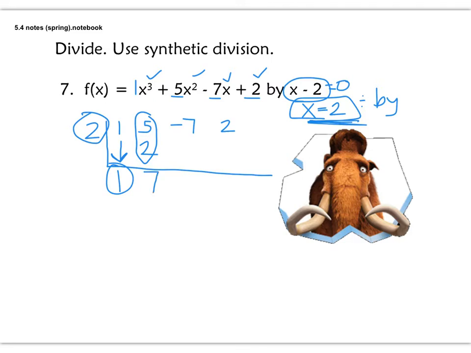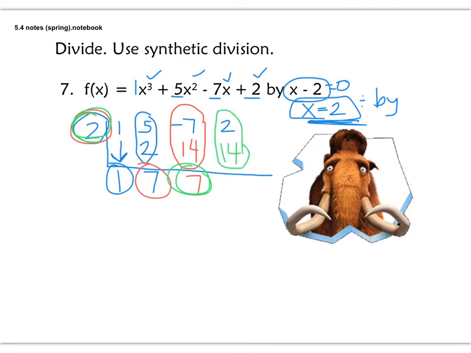Then again, you're going to multiply 2 times 7, which is 14, and then you're going to add negative 7 plus 14 is 7. Okay, from here we're going to multiply 2 times 7, which is 14, and then you're going to add 2 and 14, which is 16. Everybody got that?